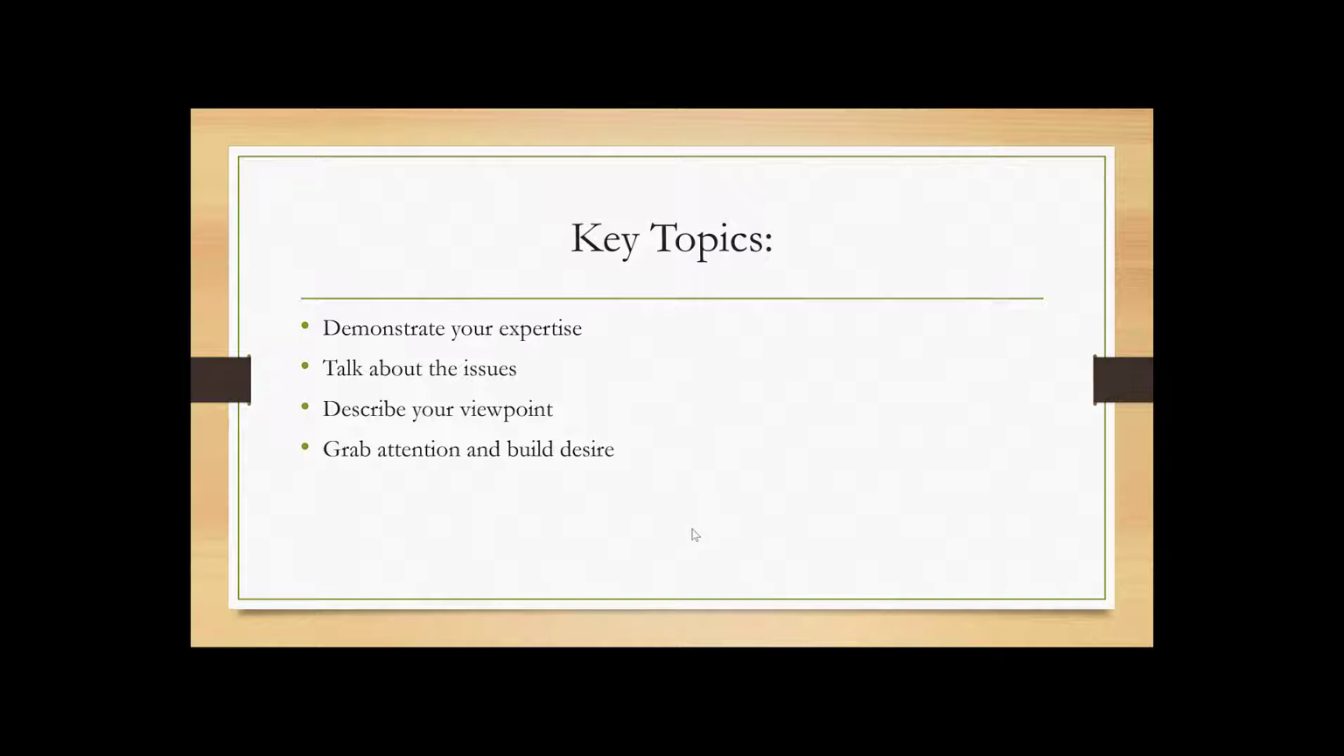Make sure you talk about the issues that are important. You may describe your viewpoint. This is perhaps less important in the scientific presentation, but sometimes you can put forward a viewpoint, and again, that's helpful if you're putting forward a true pragmatic problem that needs to be solved. But again, here, try to grab the attention of the audience. This is always what we're trying to do. Make sure that they listen because you have something important to say.